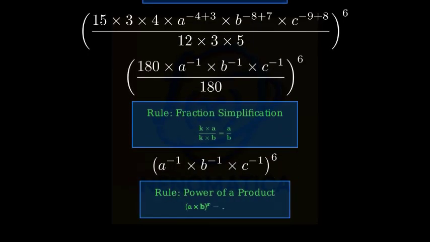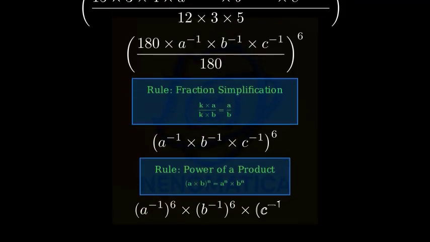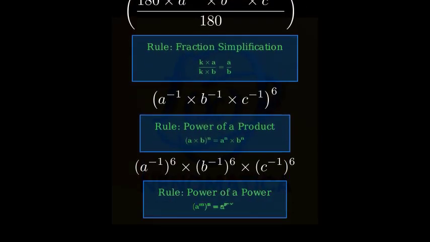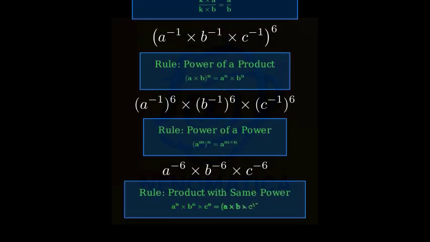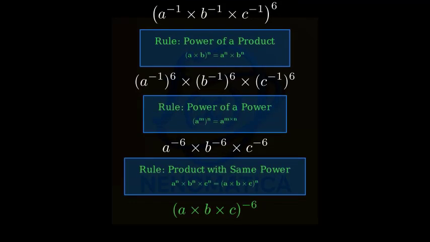Next, let's apply the power rule for exponents. When we raise a product to a power, we raise each factor to that power. Now we'll apply another rule. When raising a power to another power, we multiply the exponents. Finally, we can rewrite this as a single expression by using the product rule in reverse. When we have terms with the same exponent, we can write it as a product raised to that exponent.